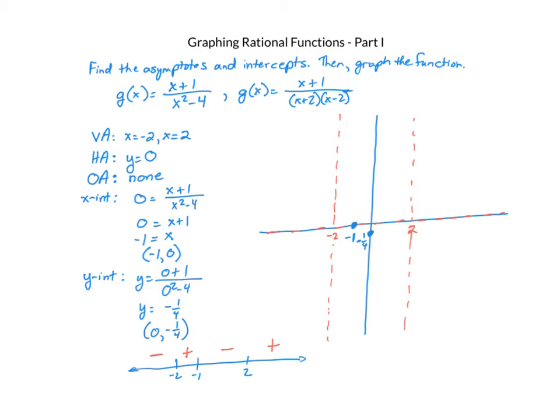So now let's see what the graph would look like. To the right of 2, the graph must be positive. It lives above the x-axis, and of course it must approach the asymptotes. So that means our graph will look like this.